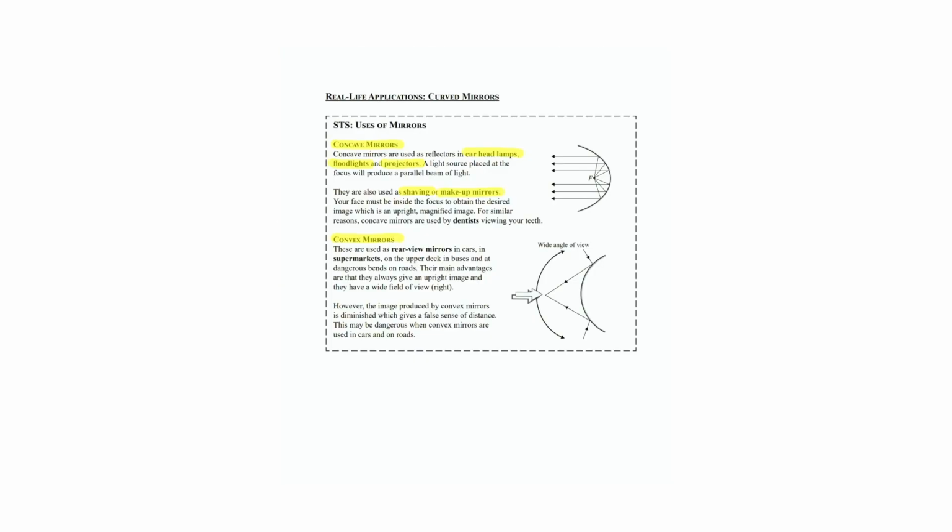And finally, let's talk about convex mirrors. Well, these convex mirrors, you'll see these convex mirrors in the corner of supermarkets to stop people robbing things, because you're going to get a full view of the supermarket. They're used as rear view mirrors in cars. The reason for that is they have a wide field of view. So let me explain why that is the case.